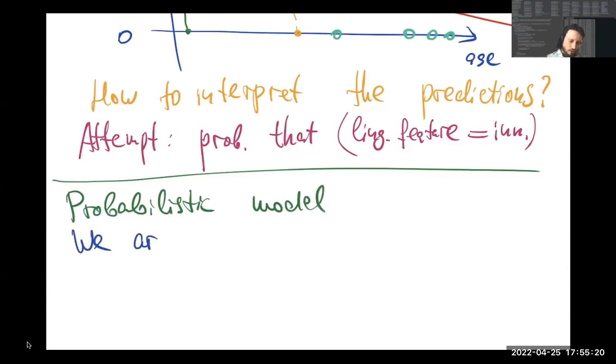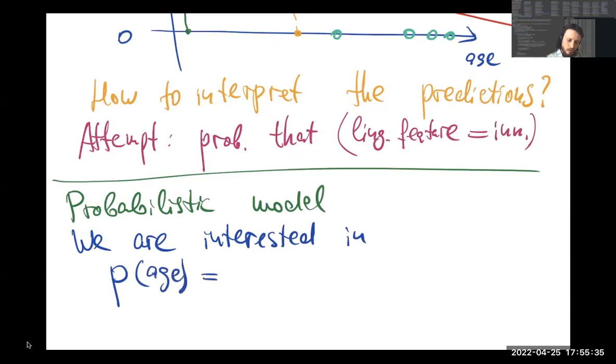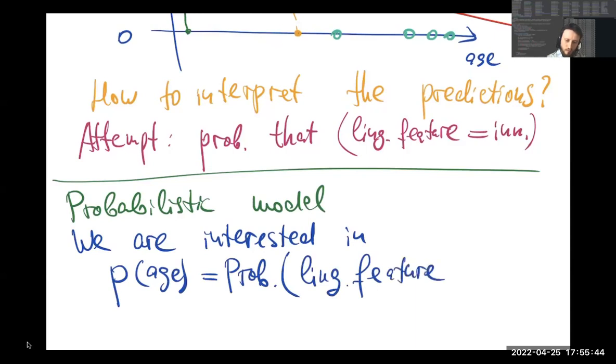We are interested in some function p of x. In this case x is age, and this is the probability that a linguistic feature is innovative for a given age. So we say that for different ages, we have different probabilities to use this innovative linguistic feature.